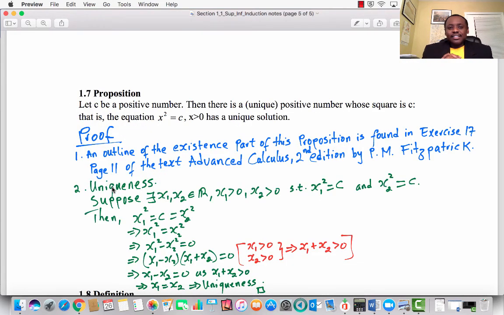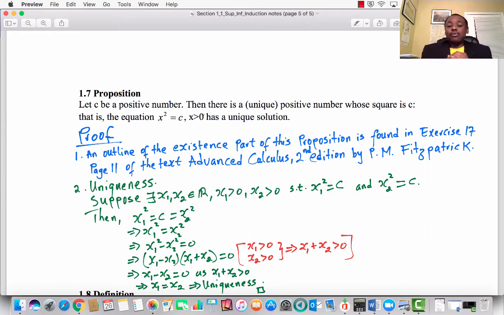Interesting. Let's look at this proposition. Let C be a positive number. Then there is a unique positive number whose square is C, i.e. there exists X in R such that X squared equals C, and X in particular is greater than 0. Observe that there are two things here: existence and uniqueness. You have to prove both.